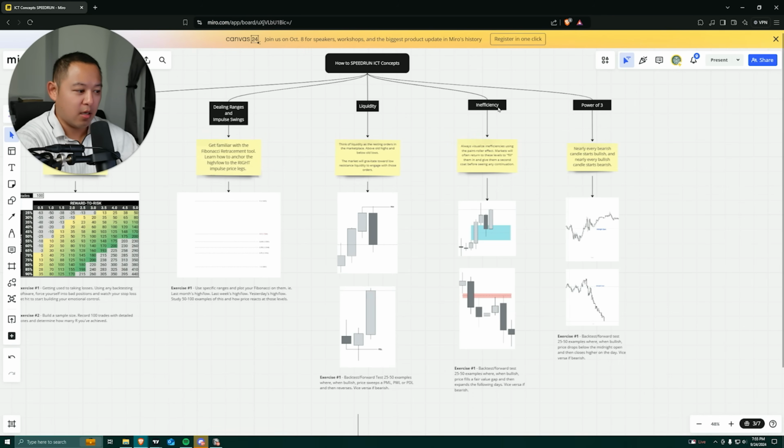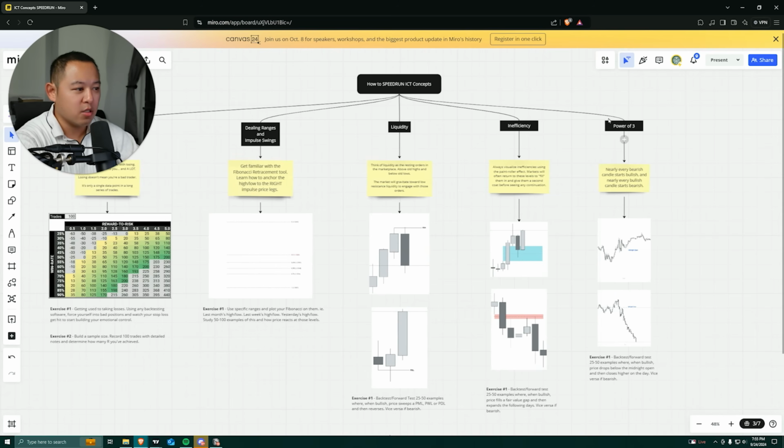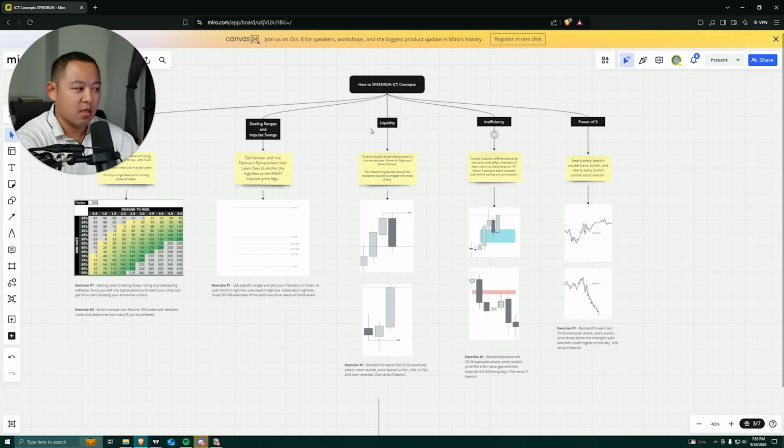Maybe you're really good at spotting inefficiencies, but you're not so good at spotting liquidity. All right, then maybe just put inefficiencies on the back burner. There's no real order that you guys need to study this in, but these are, in my opinion, the 5 things that will make you a profitable trader if you focus on them. And I think that's where most traders are failing. They just lack the focus.